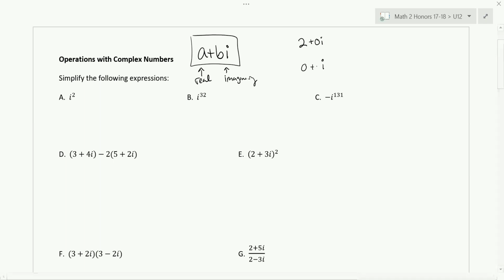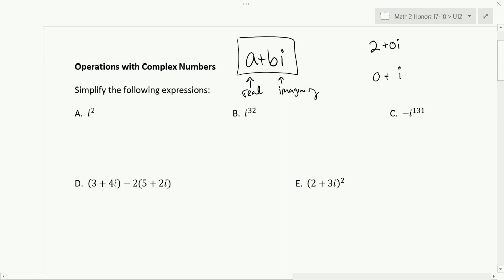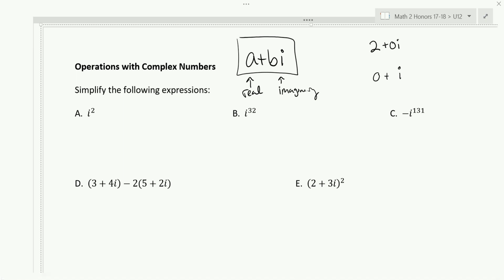And so we see on part A, part B, part C here, we have i squared, or i to the 32nd power, or negative i to the 131st power. Well, that's not in that form a plus bi. And so the first thing you want to know is if i ever has an exponent, you can always get rid of that exponent. And I want to talk about how to get rid of that first of all.